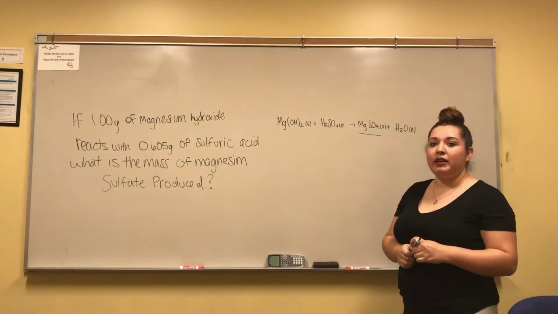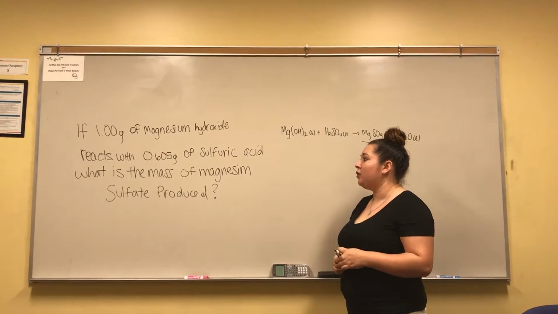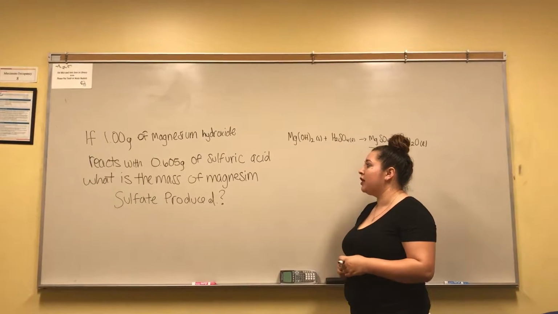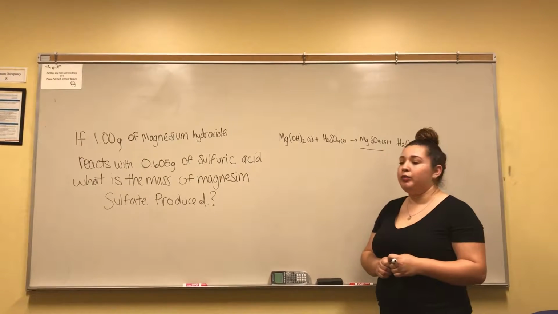Hi guys, today I'm doing my limiting reactant problem, and mine is: if 1 gram of magnesium hydroxide reacts with 0.605 grams of sulfuric acid, what is the mass of magnesium sulfate produced?